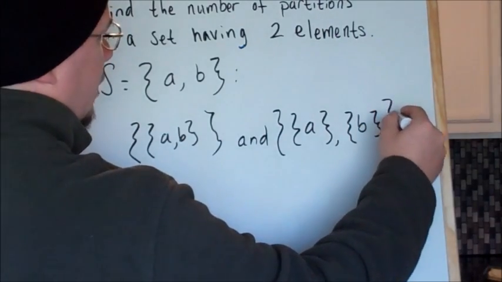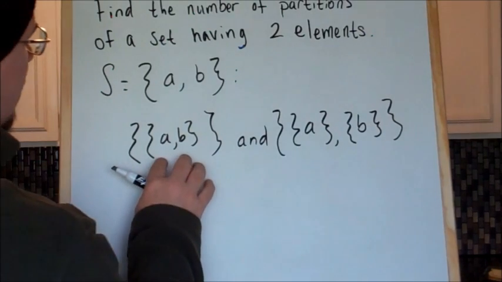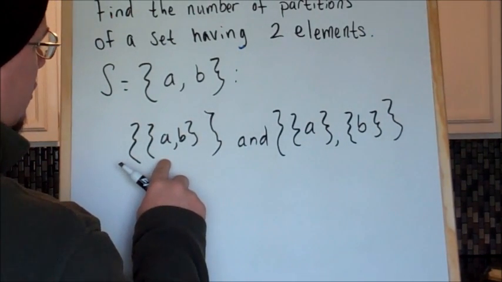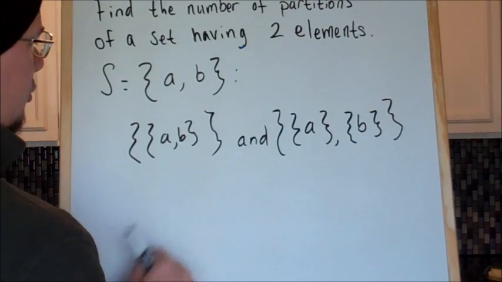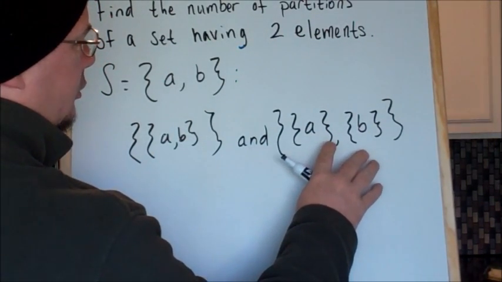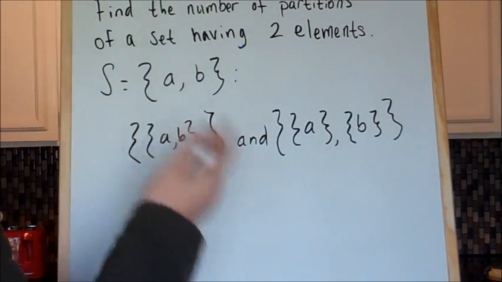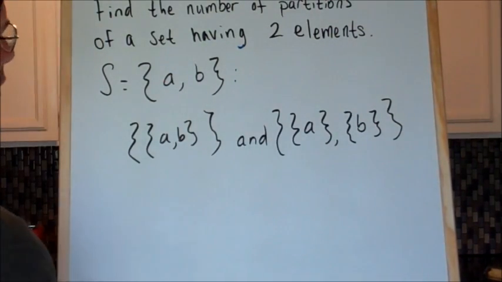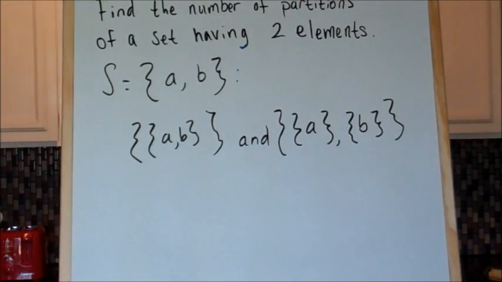Okay, so now as you can see that it fits the definition. Each element of S is in exactly one subset of this partition. And then here, each element is in exactly one subset in that partition. So there are two ways to partition the set having two elements. Okay, I hope that helps.